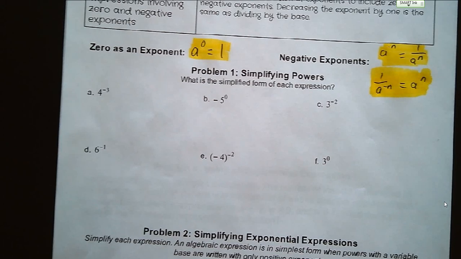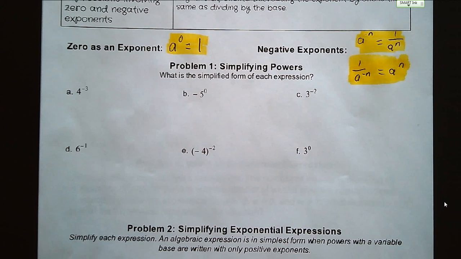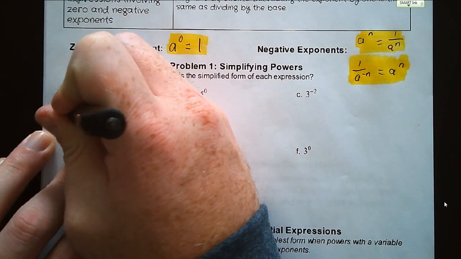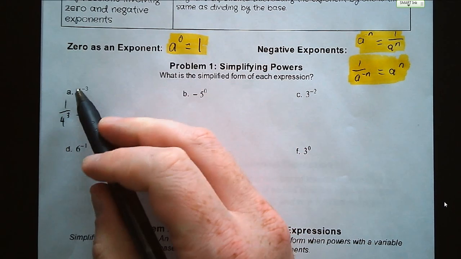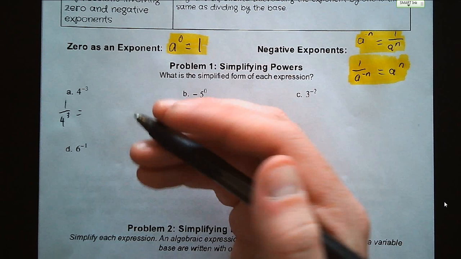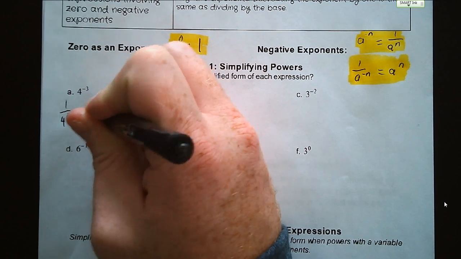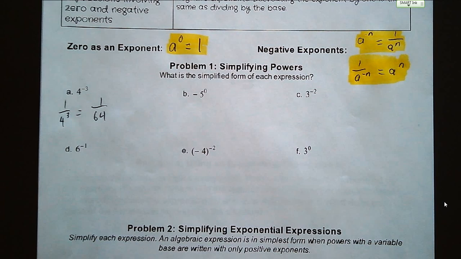So simplifying the powers, we have 4 to the negative third power, so we can rewrite that as 1 over 4 to the third power. We moved it down to the basement, and we changed it to a positive, so it's happy down there. Then 4 to the third power is 64, so it'll just be 1 over 64.